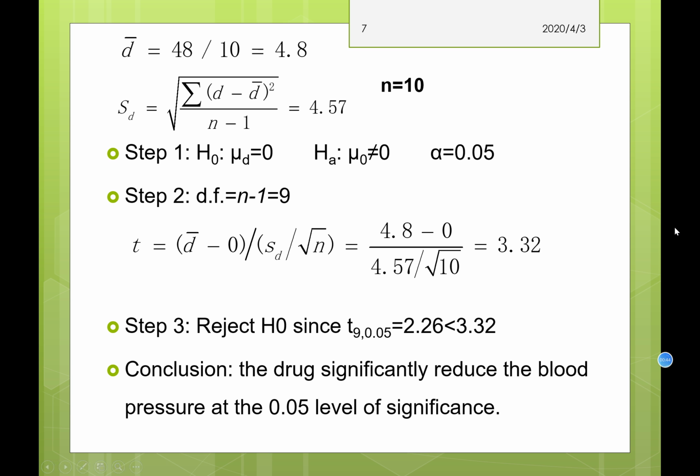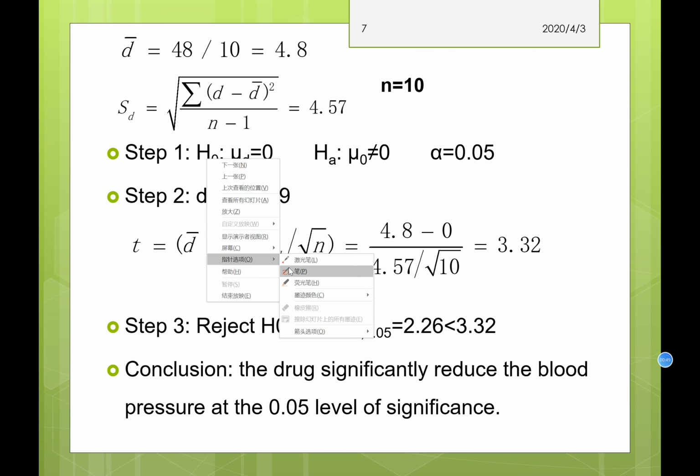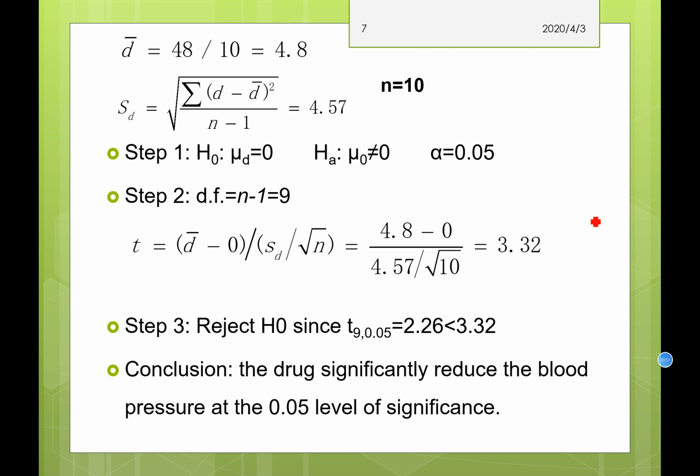So here we can find that step 1 is to establish the statement of the hypothesis. H0 is mu d equals 0, and HA is mu d is not equal to 0, and alpha is still 0.05.